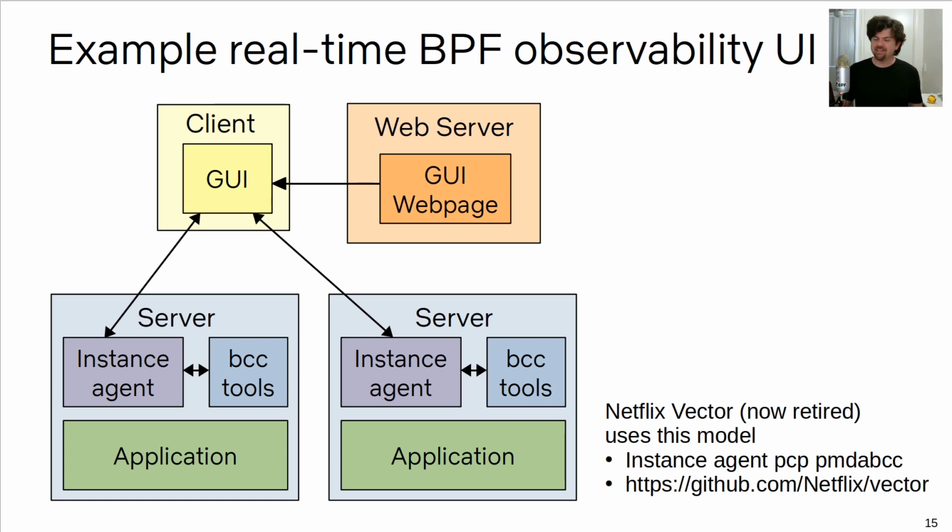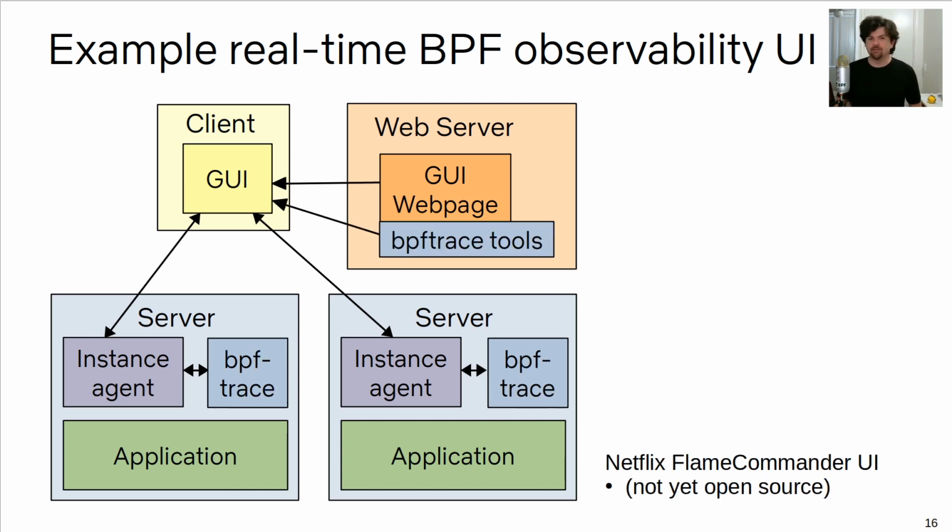How do you fit this together? I've got an example diagram. So this is how we used to build it at Netflix. This is Netflix Vector, which we've now retired. But we had a web server that had the GUI web page, which is the dashboard interface. The client would load it, and then it would connect to instance agents, and we were using Performance Copilot, PCP, and those instance agents would launch BCC tools and then send the data back to the client GUI. And so that worked. It meant installing BCC on all of the servers.